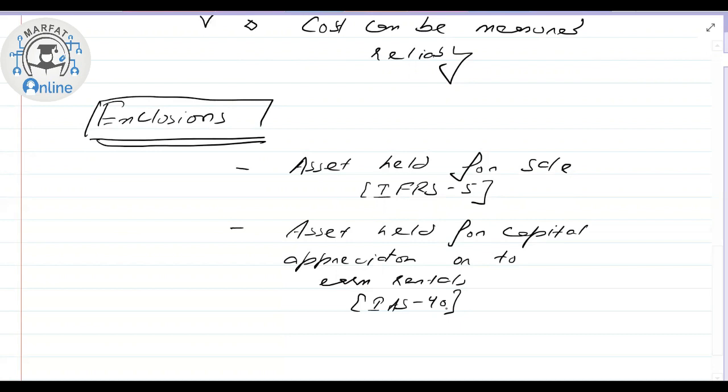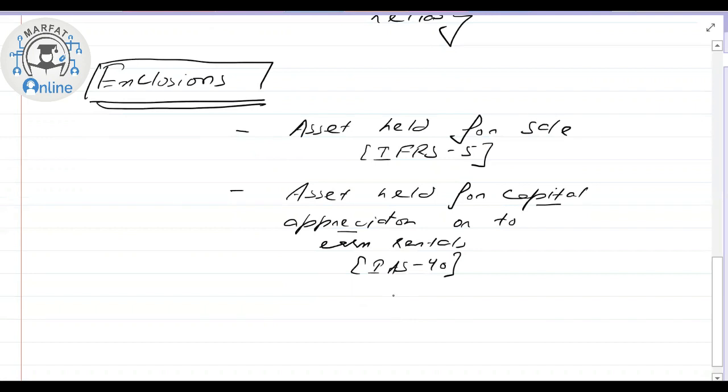Similarly, if you have a property which you have held for capital appreciation. Capital appreciation means that you have held that asset to enjoy the increase in the value. For example, you bought the building for $100,000. Now you want an increase in its value. Like after 1 year it will reach $120,000, and after another year it will reach $140,000. So you have held it for capital appreciation. So that comes under IAS-40. If an asset is held for capital appreciation and to earn rentals, not for the business, it should come under IAS-40.